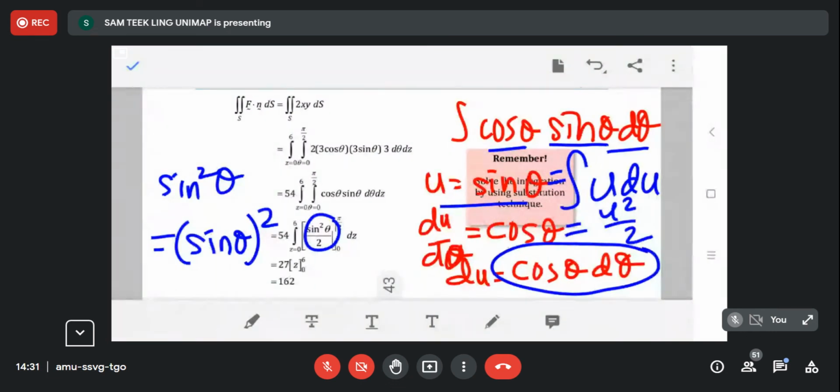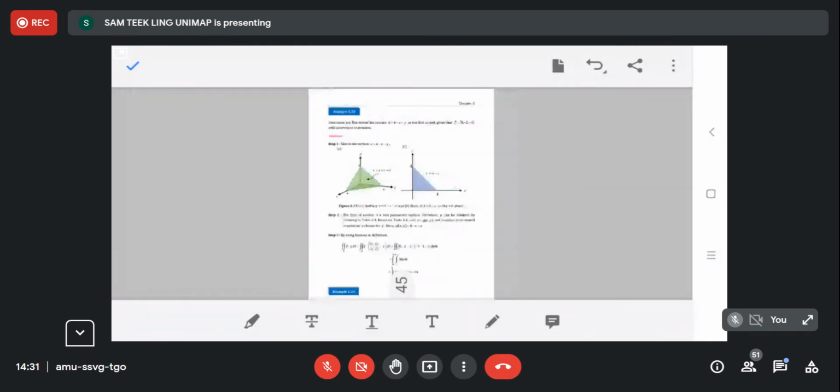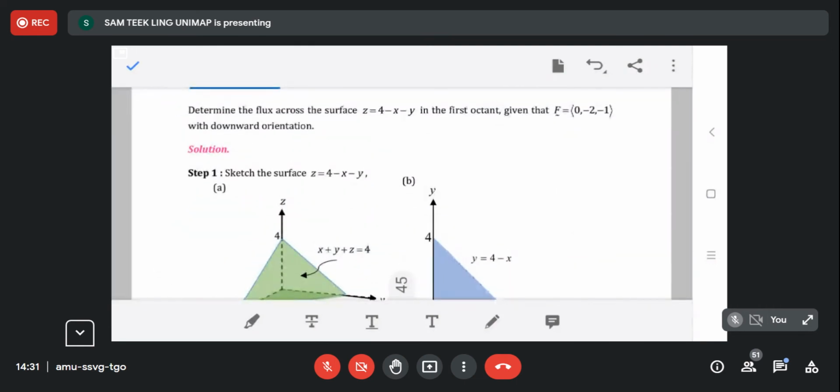Then this one is cylinder. Then second one, we will go to, that one is the first one. First one is triangle, the basic surface. So second one is cylinder. Then third one is this one. Determine the flux across the surface z equal 4 minus x minus y in the first octant, given that F is downward.